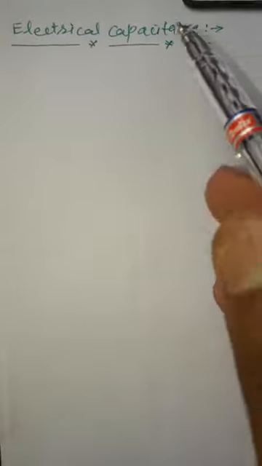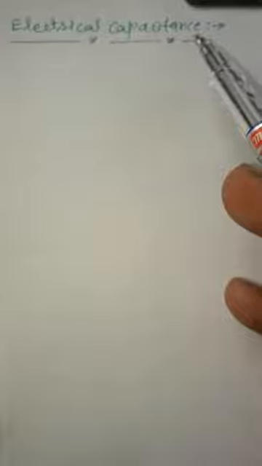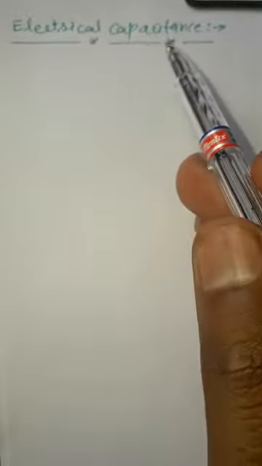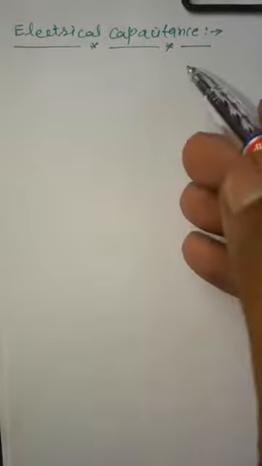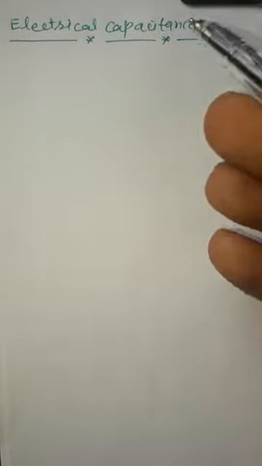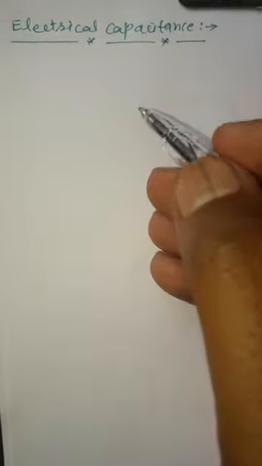Good morning, students. Our today's topic is electrical capacitance. Electrical capacitance basically is defined as the ability of a conductor to store charge. So we can say if a conductor is given some charge, then its potential is increased.